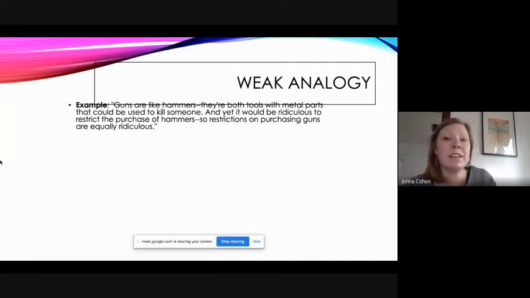Okay, you guys, this is an analogy that people like the NRA, the National Rifle Association, like to make. They say, well, a gun could kill someone, but so could a hammer. Why should we not be able to sell guns? Of course, guns are much more dangerous. Hammers and guns are not analogous. They are not alike enough to compare to one another.